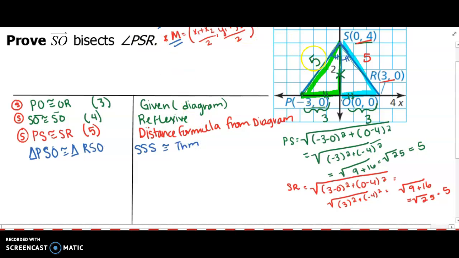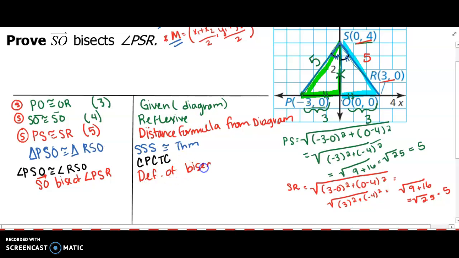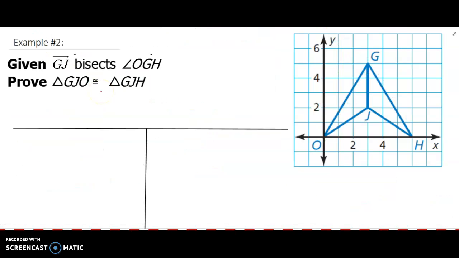Okay, and then it's back to what we talked about. So that would mean that this angle and this angle are congruent. So angle PSO is congruent to angle RSO by CPCTC. Corresponding parts of congruent triangles are congruent. And then if those angles are congruent, that means that SO must bisect the bigger angle, which is angle PSR, just by the definition of bisect. And that's our proof. All right, guys, so let's look at example 2.